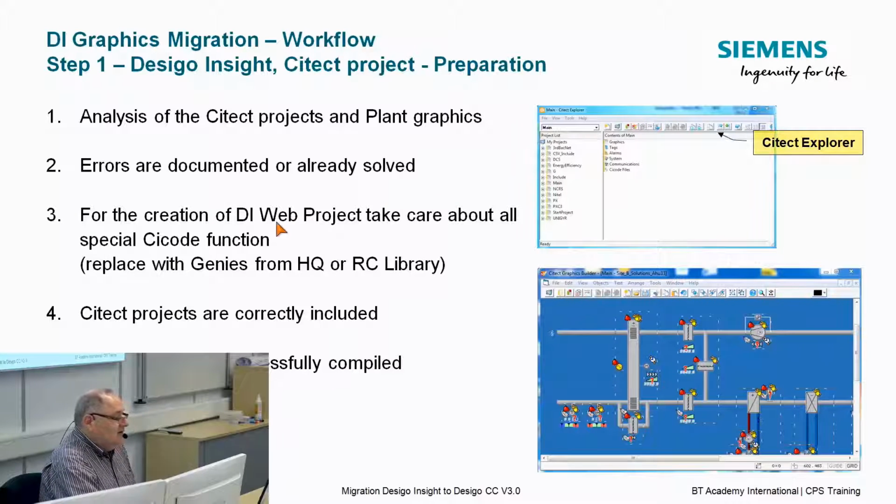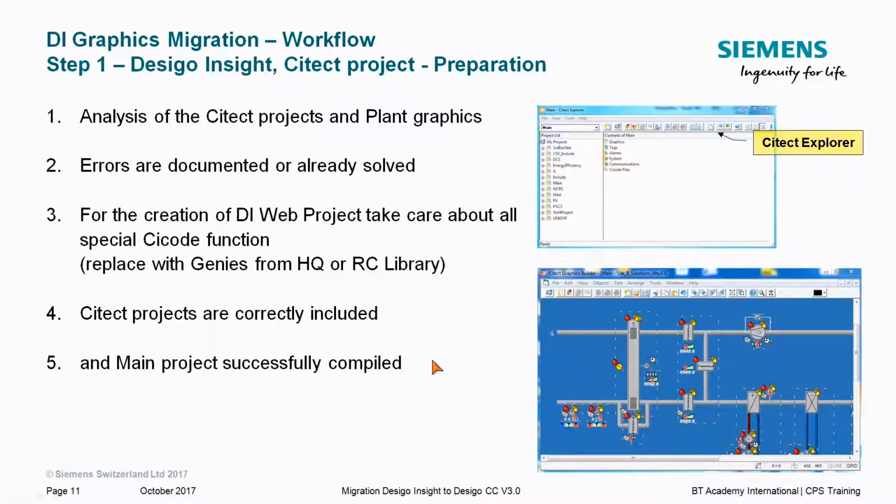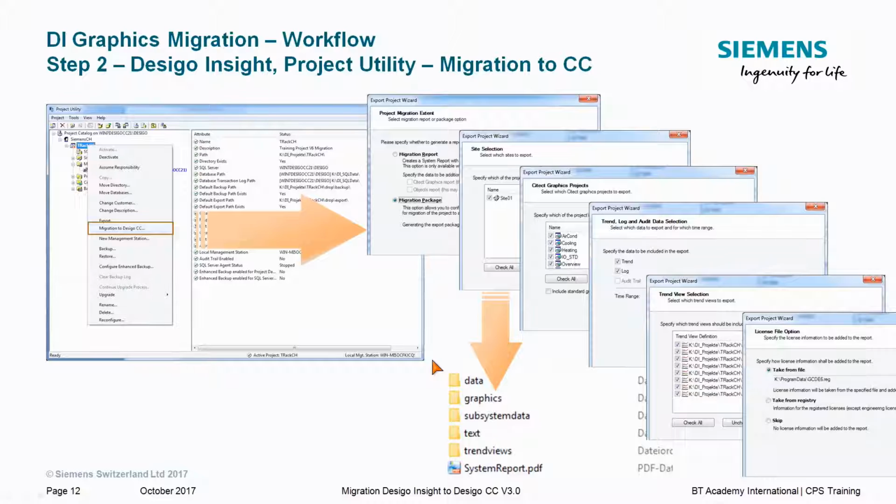And then create the Desigo Insight web project. SciTech projects are correctly included, and then the main project is successfully compiled. If this is all fulfilled, you come to the point where you export that information. We were always talking about exporting, and this is also the reason why we need Service Pack 2 of the Desigo Insight. Here you see the project utility of the Desigo Insight, and Service Pack 2 has this feature, migration to the Desigo CC.